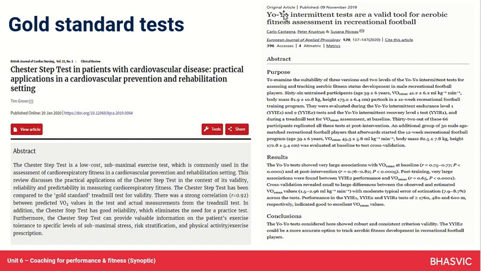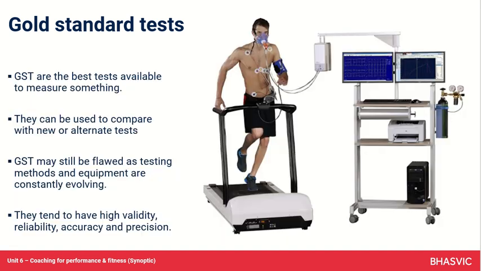This literature says that the yo-yo test is a good correlation. So it was 0.65. So that's a good correlation between the yo-yo test and the proper gas analysis test. Again, which means you don't have to do the gas analysis test in a lab. You can do this and it's pretty similar results, which for coaches is perfect because there's loads of advantages to the yo-yo test. So our gold standard tests are always going to be preferable, but they're not always possible.